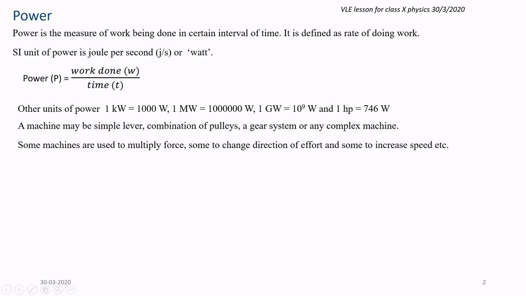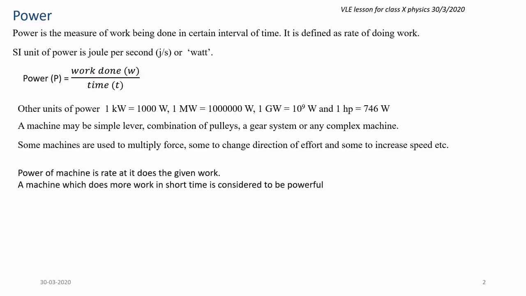A machine may be a simple lever, a combination of pulleys, a gear system, or any complex machine. Some machines are used to multiply force and some just to change the direction of effort. Like a single fixed pulley is just used for changing the direction of effort. When we pull something from underground or from a lower level, it is difficult to pull against gravity, and just to make it easier we use a single fixed pulley to change the direction of effort.